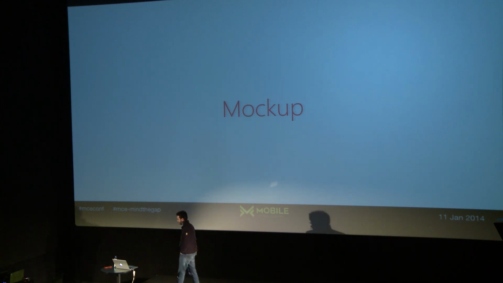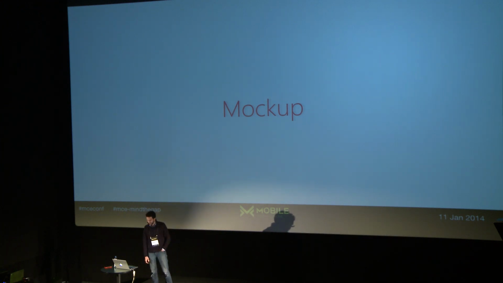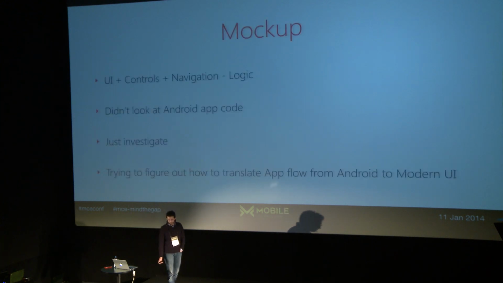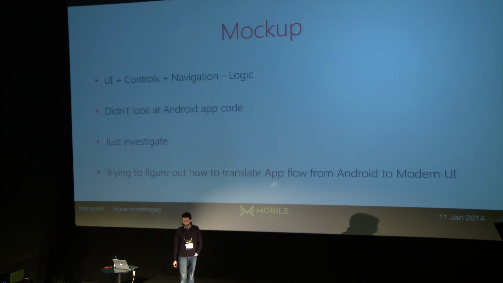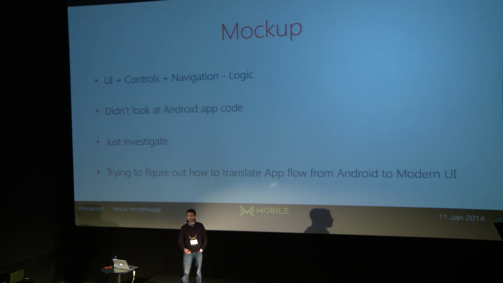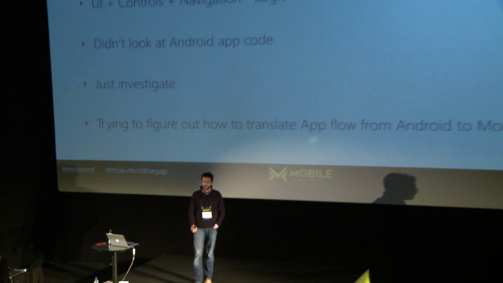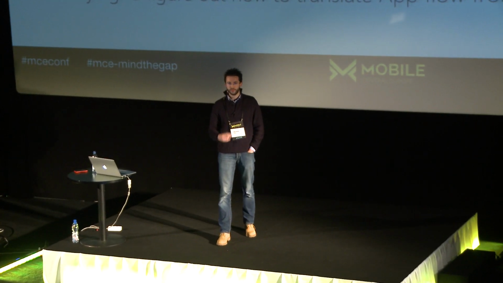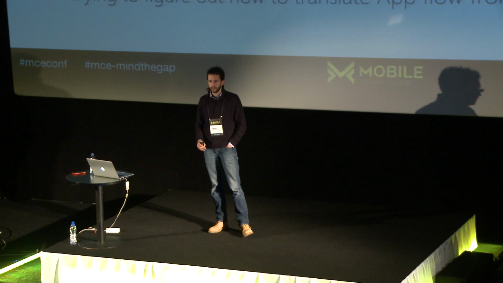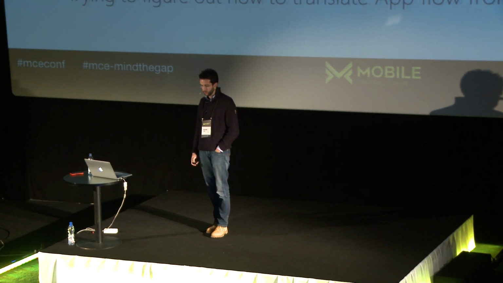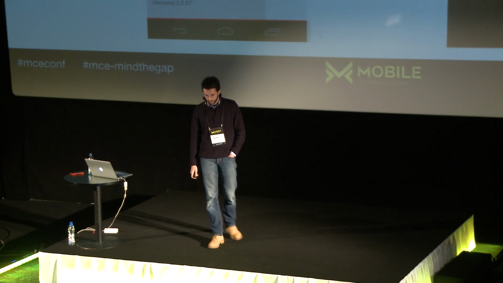Then this was our first big step, the mockup. We decided to build it because we needed to better understand how to port the flow of the application from Android to the modern UI of Windows Phone. And the mockup was composed of UI, controls, navigation and transitions between pages, but there was no logic. We didn't want to start an application. We just wanted to investigate how we can port the Android application to the Windows Phone world. And this was the result.